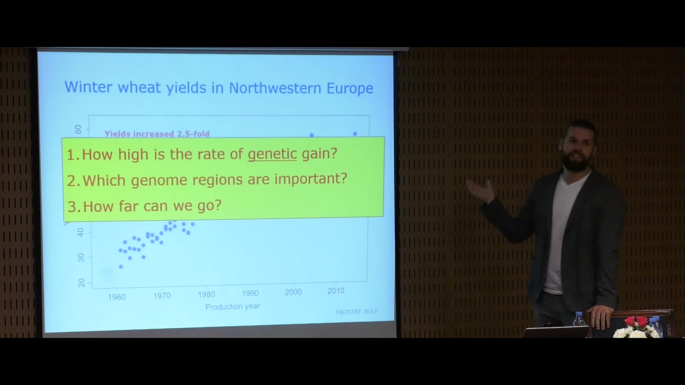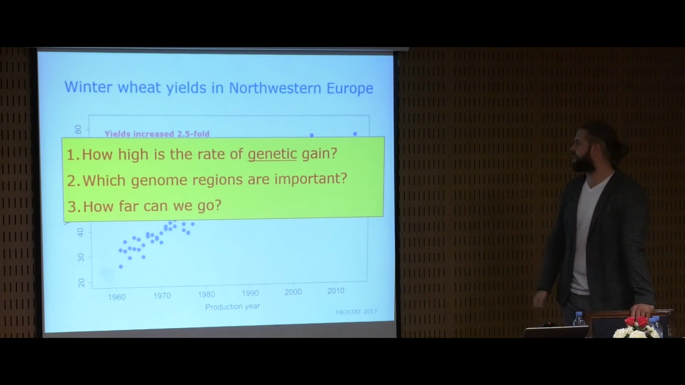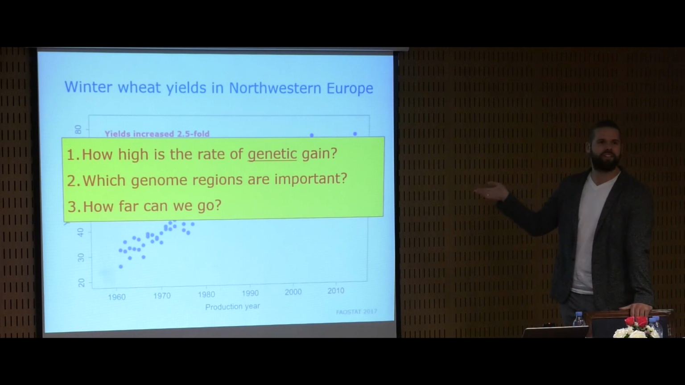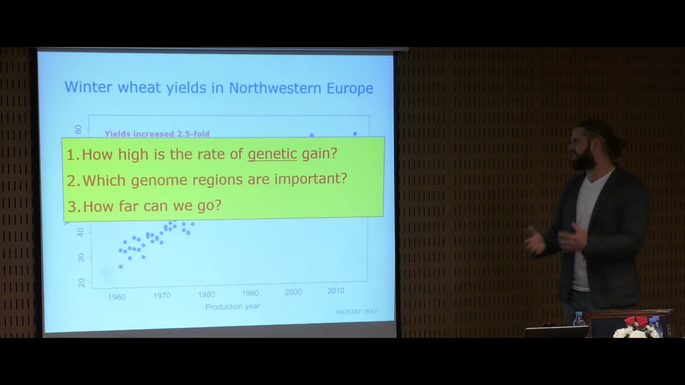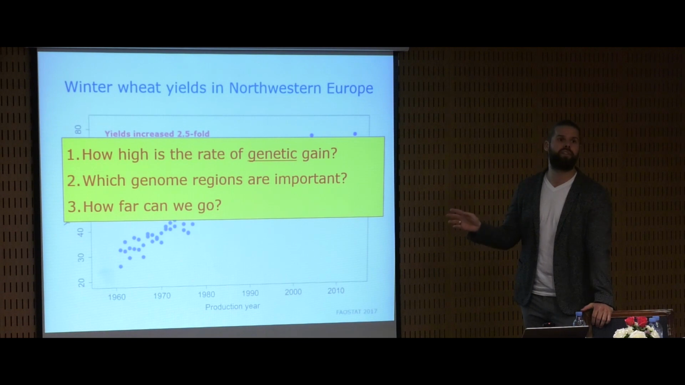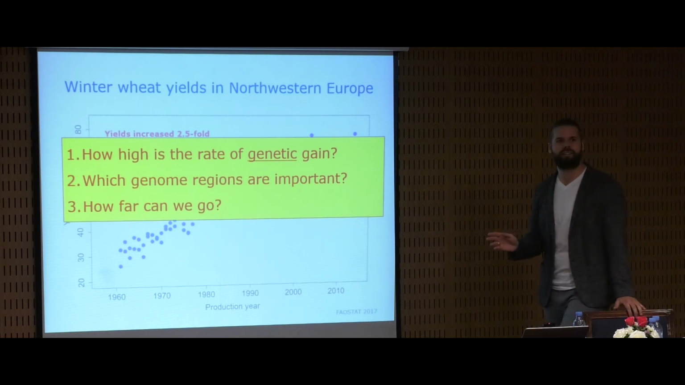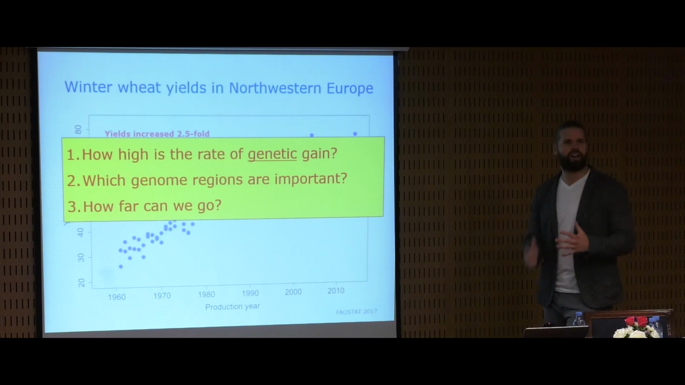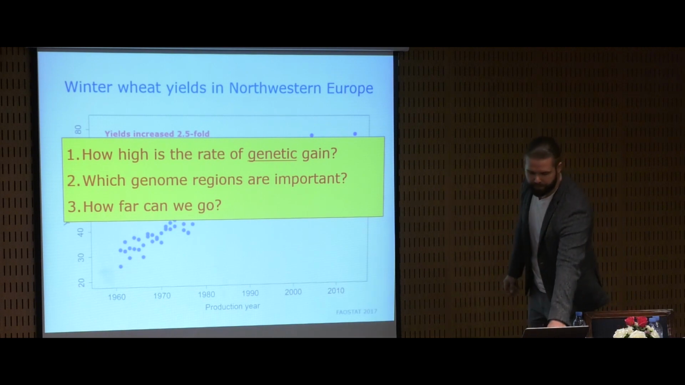Secondly, if there is any improvement in genetic gain, and spoiler alert, yes, there is, which are the actual genomic regions that can be associated with this drastic improvement in yields. And last but not least, the by far most difficult question, and again, spoiler alert, I'm not going to answer this: how far can we go? I think nobody can really answer this. That's way too complex. But I'm going to show you a rough estimate that we did based on the data set that we have at hand.